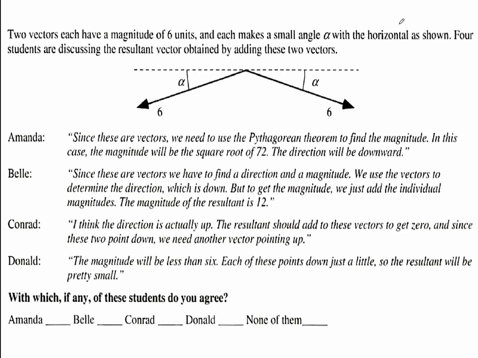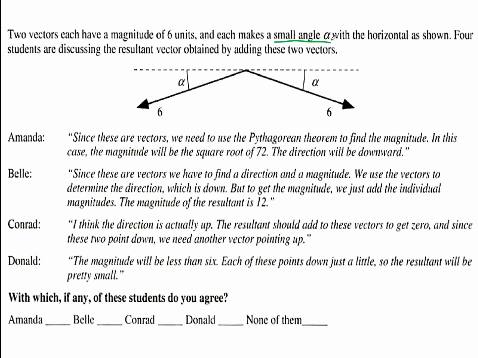All right, this one I love. It's a thought question. Two vectors each have a magnitude of 6 units, and each makes a small angle, alpha. The fact that it's a small angle is important. Four students are discussing the resultant vector obtained by adding these two vectors.